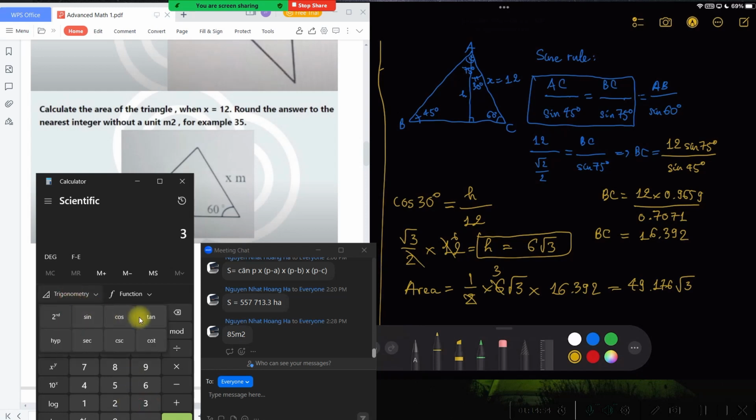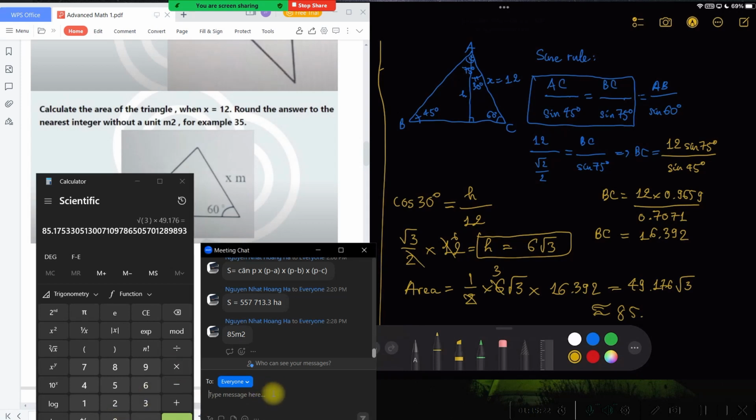No, not this one. 1.7 times 49.176. It's going to be about 85, to the nearest integer, okay? So it's going to be about 85 square meters. This one actually is a bit easier than the other one, right? This problem seems a little easier than the other one.